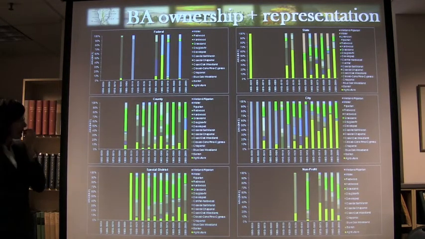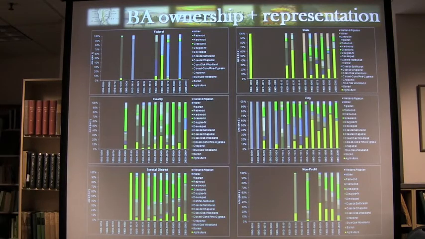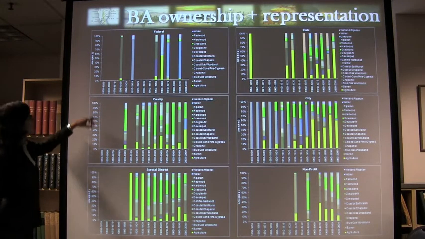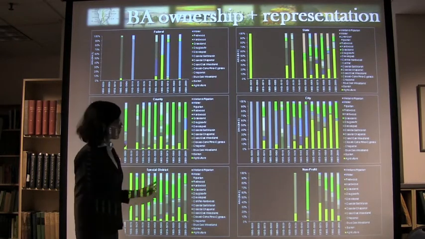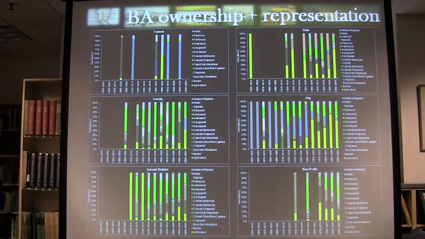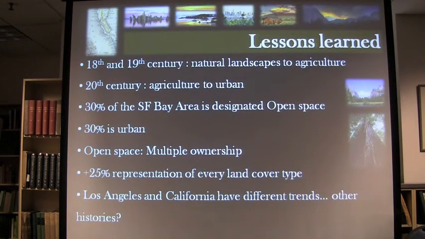So this basically tries to look into, so we've seen that there are different ownerships. Is a mandate by different agencies leading them to acquire land that is a different land cover type than the other ones. So these graphs here show federal land, state land, county land, city, special districts, and non-profits. And so this basically shows the different type of land cover types that each one of these agencies is trying to focus their conservation action on. And so, yes, we're almost done.